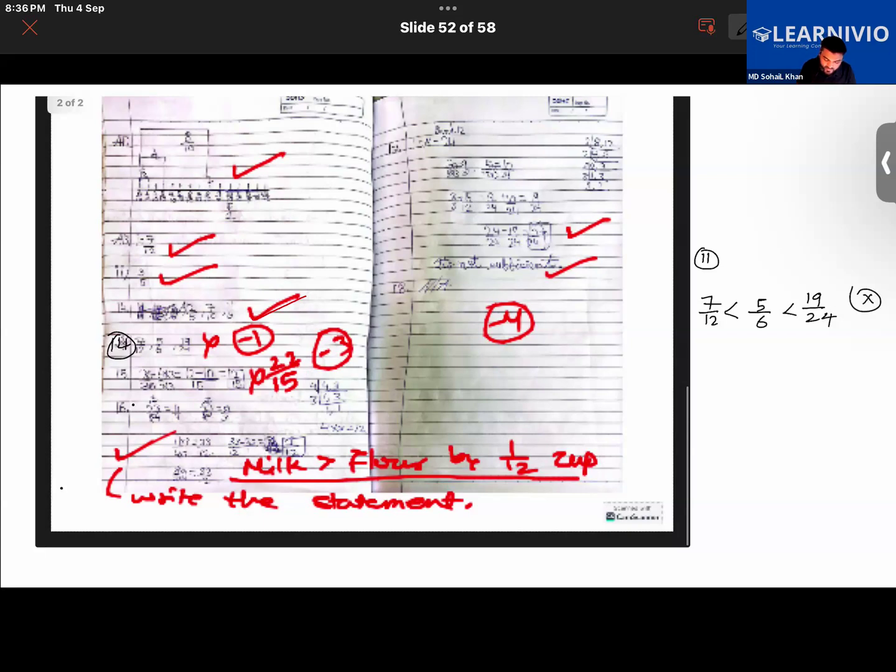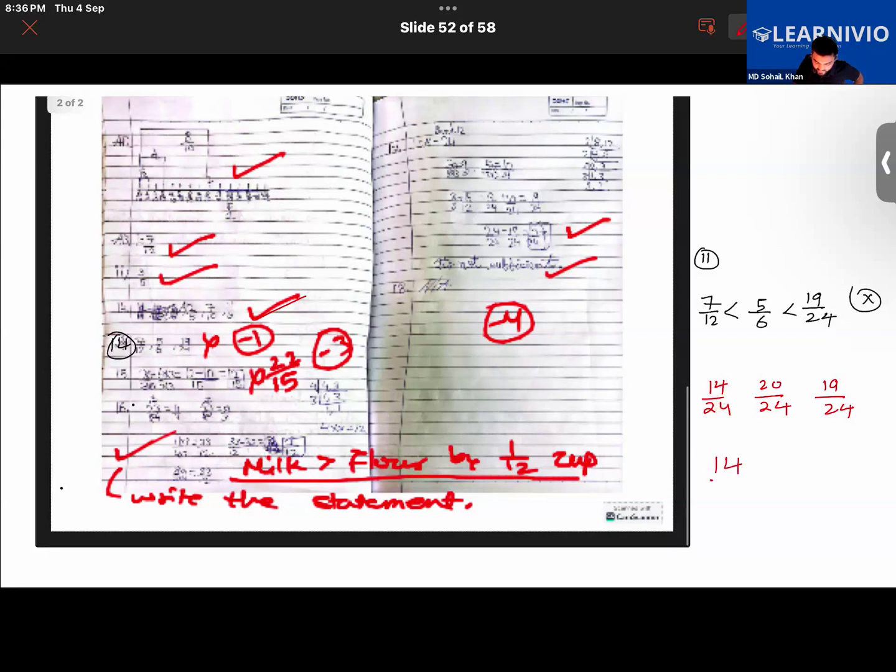This is wrong. Whenever you have unlike fractions and you have to compare them, you need to first convert them into like fractions. So you need to make the denominators of all these fractions equal. That is going to be 14 upon 24, 20 upon 24, and this will remain 19 upon 24. Now they are like fractions, so it becomes very easy to compare them. All you have to do is look at the numerator. The smallest fraction will be the one with the smallest numerator.